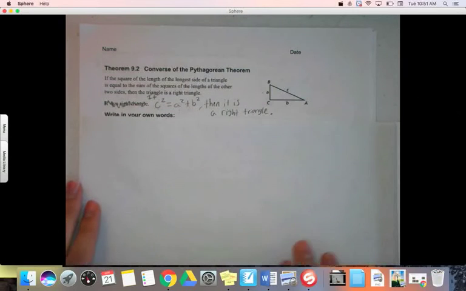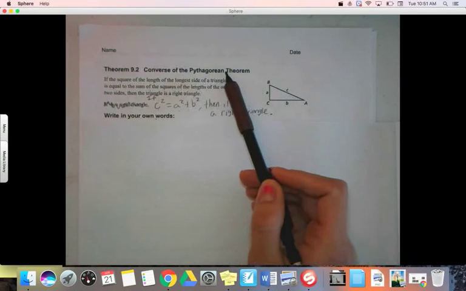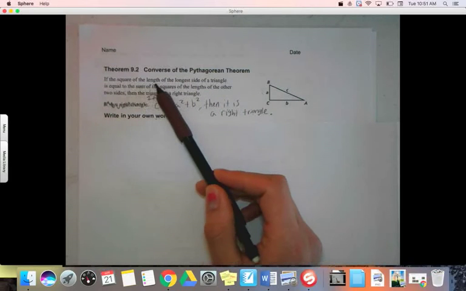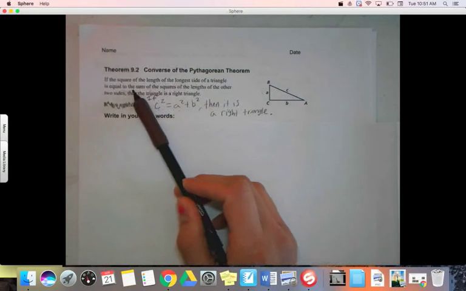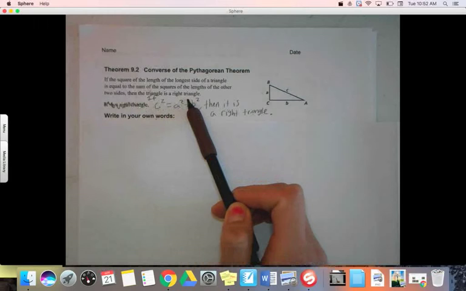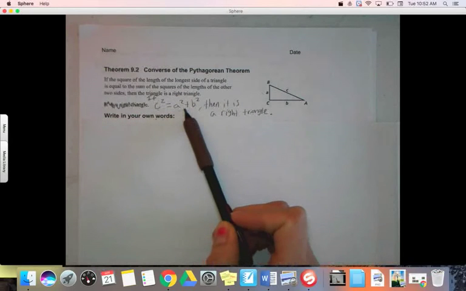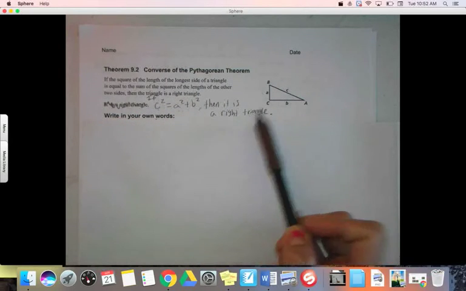Everyone, so here's part 2 to the notes. So we have the converse of the Pythagorean theorem. If the square of the length of the longest side of a triangle is equal to the sum of the squares of the lengths of the other two sides, then the triangle is a right triangle. So if we have c squared equals a squared plus b squared, then it is a right triangle.